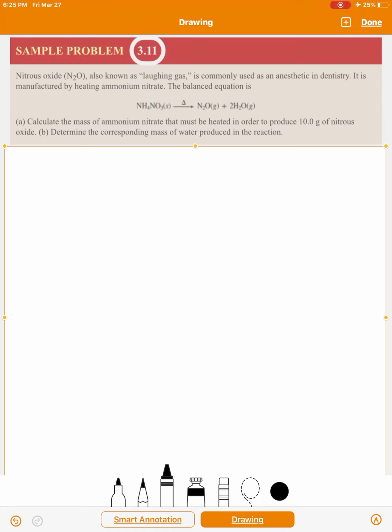Okay? So this is a mass calculation. We're going to take what we learned in the previous sections and put it all together here for this type of problem. So what I'm going to do is write down the chemical formulas of all the substances in this problem, and I'm going to go ahead and calculate their molar masses, because we'll need their molar masses for this.